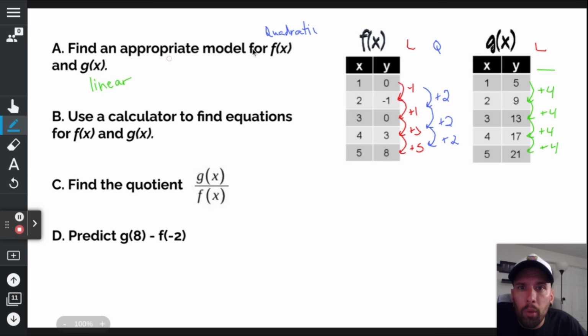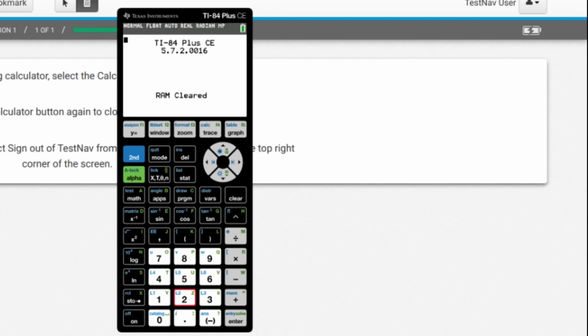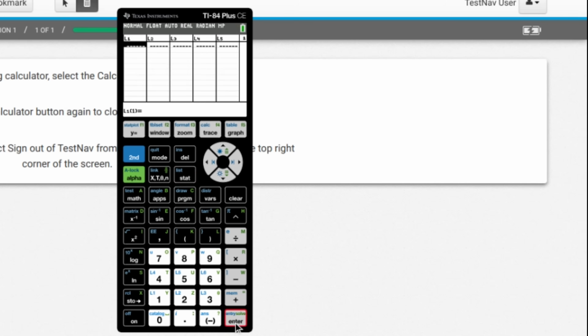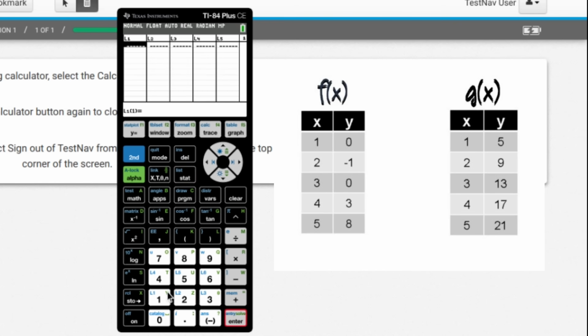Now that I know that f of x is quadratic and g of x is linear, I could use a graphing calculator to find the equations for f of x and g of x. Be right back. Okay, well, we just found out that f of x is quadratic, and now we need to find the equation. So let's hit stat, let's hit edit, and let's type in those values. 1, enter 2. I can just use my keyboard for this one.